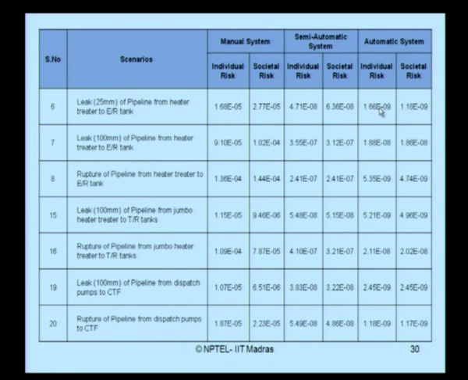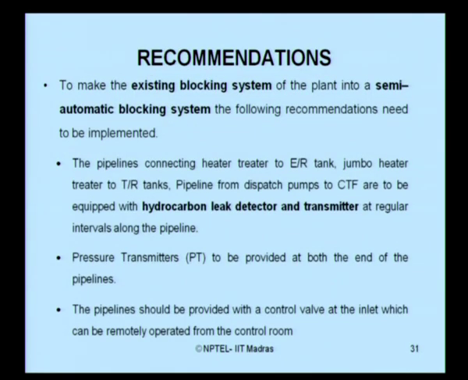So, this is how we simply do a quantitative risk assessment for a simple case study of a group gathering station, which is demonstrated for you. There are the following recommendations we can make for this problem: to make the existing blocking system of the plant into a semi automatic system, then in that case follow the regulations as the pipelines connecting heater treater, jumbo heater treater and pipeline to dispatch CTF are to be equipped with hydrocarbon leak detector and transmitter.